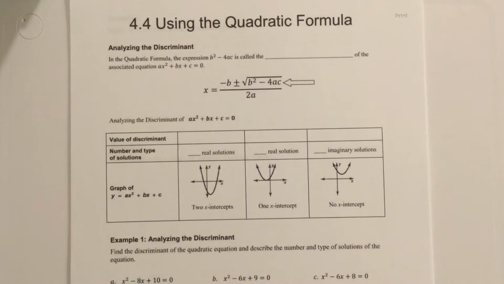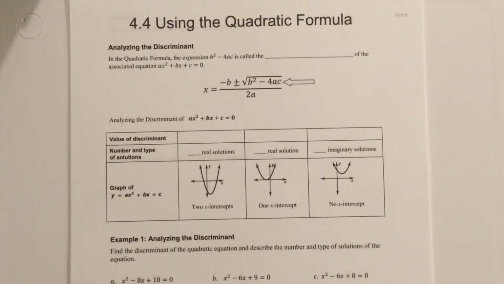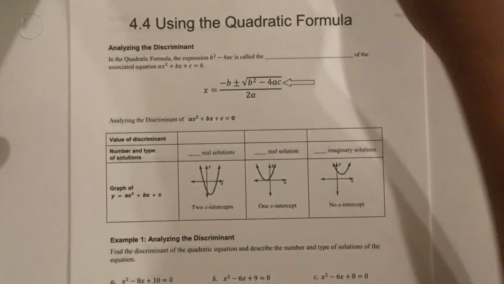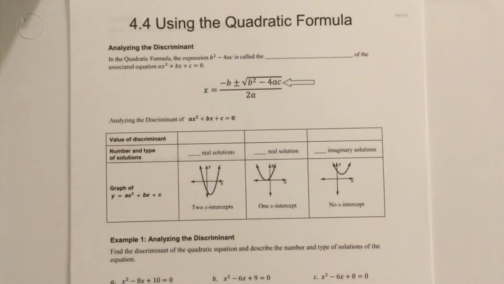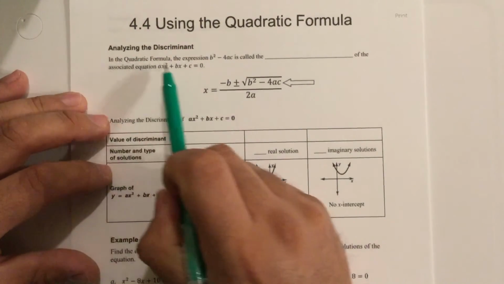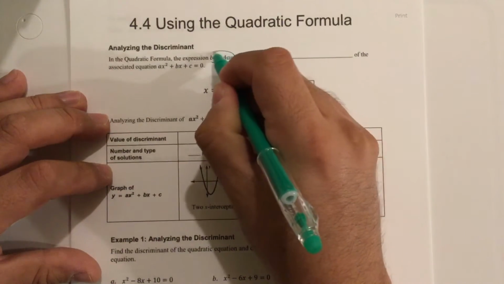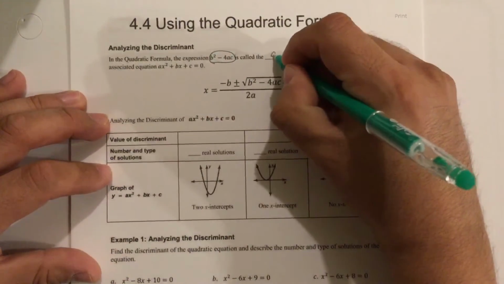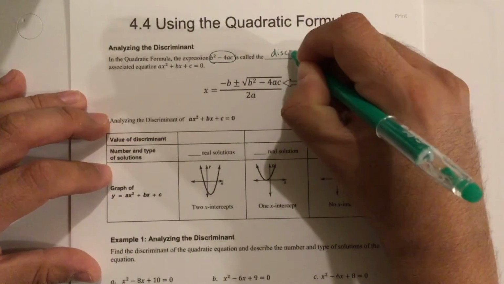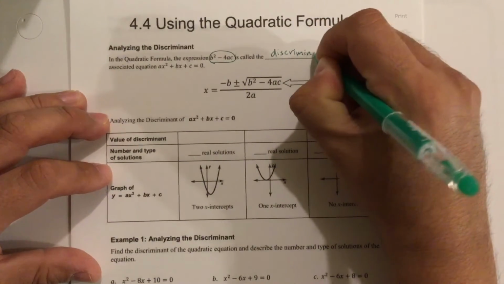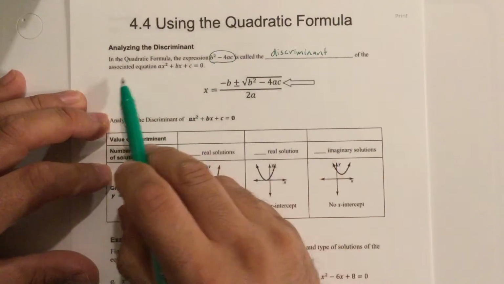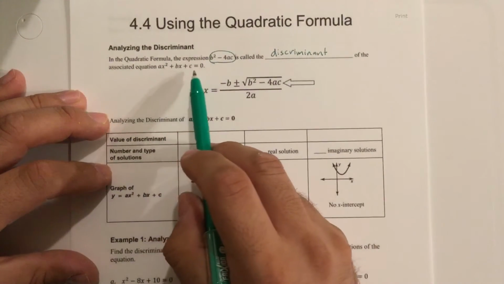All right, so these are the notes for the quadratic formula. The first part is going to be talking about the discriminant, which is a part of the quadratic formula. In the quadratic formula, the expression b squared minus 4ac is called the discriminant of the associated equation, ax squared plus bx plus c is equal to 0.